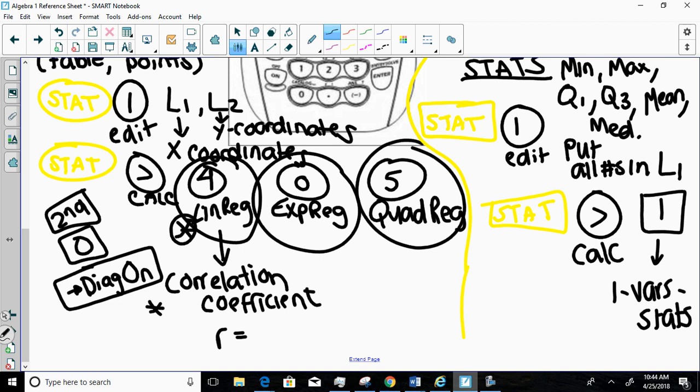What's the sign above calc? That's just the arrow, pointing in the direction you go. Stat, calc, and you click on 1.